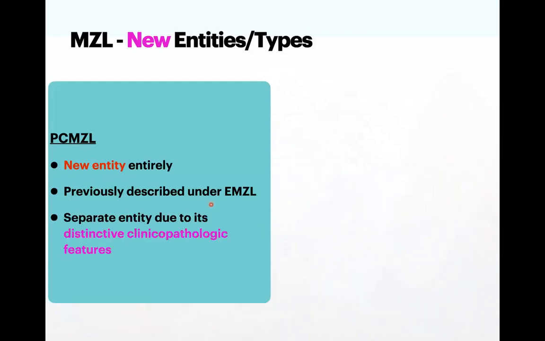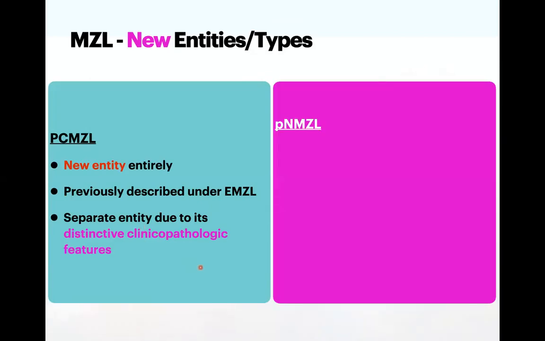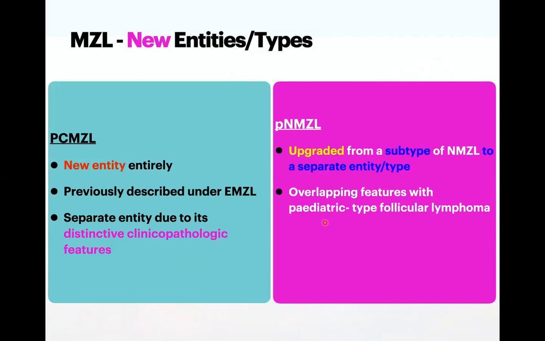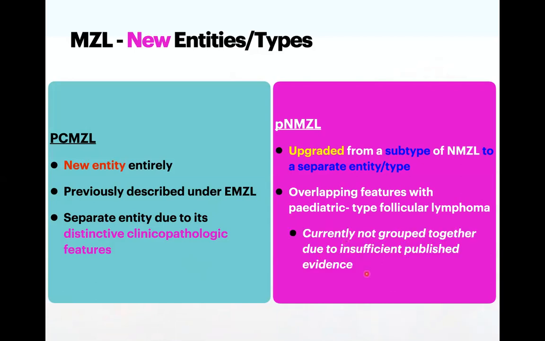So what are the new entities? What are the features of these? Primary cutaneous is an entirely new entity, previously described under extranodal marginal zone lymphoma. It is separated because of distinct clinicopathological features. While pediatric nodal marginal zone lymphoma has been upgraded from a subtype of nodal marginal to a separate entity, because it shows overlapping features with pediatric follicular lymphoma. Although there is still not enough evidence for this, that's why they have not been grouped together, but it has been separated from the nodal marginal. Maybe in the future classification, it will be grouped with the pediatric type follicular lymphoma.